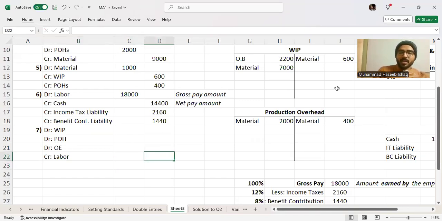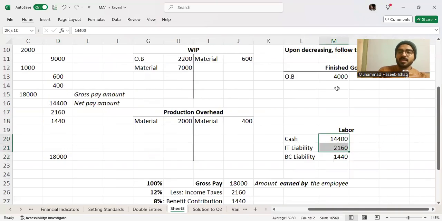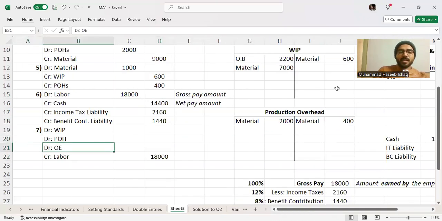So what is the total amount that is being transferred? It is 18,000. You cannot write 14,400 there because 14,400 is not the cost incurred to the organization. We have to write the total amount that is being debited to the labor account. So obviously the total amount debited to the labor account is 18,000. So credit the labor account by the total amount, that is 18,000, and now we are going to share this 18,000 to the work in progress, production overhead, and operating expense.